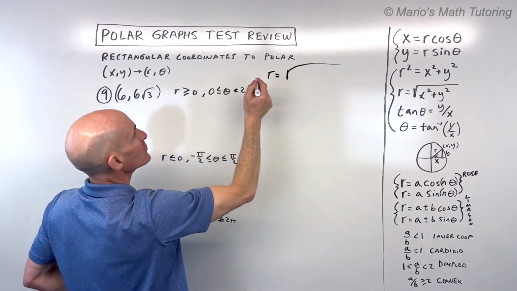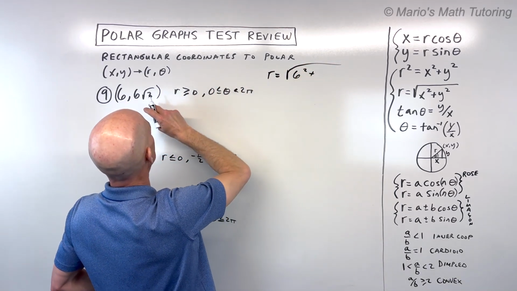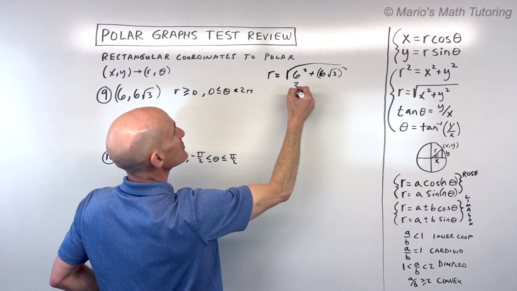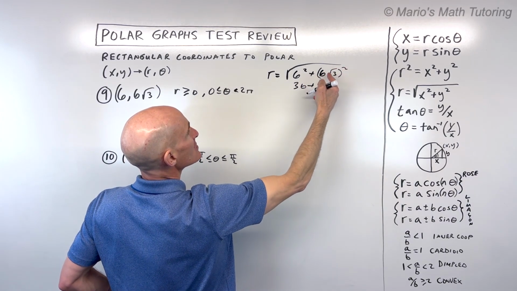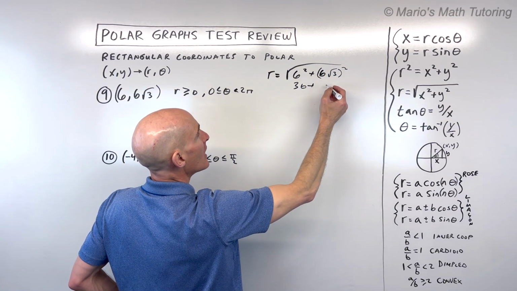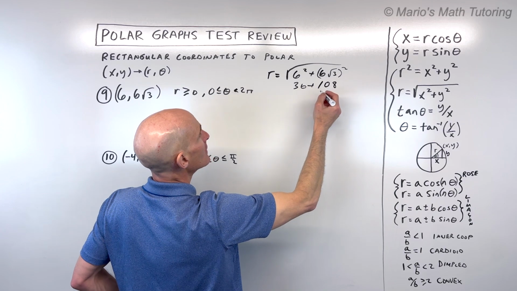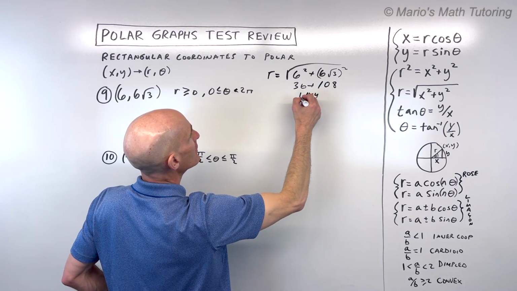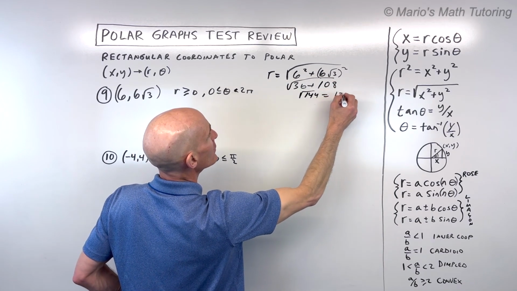So x squared would be 6 squared plus 6 root 3 squared. 6 squared is 36. Square root of 3 squared is 3. 36 times 3 is 108. Which means that this is 144, and the square root of 144 we know is 12.